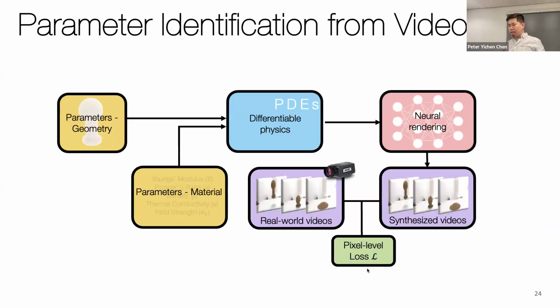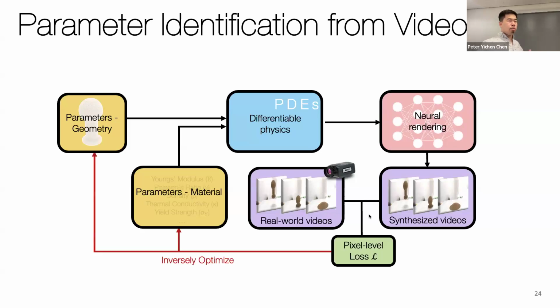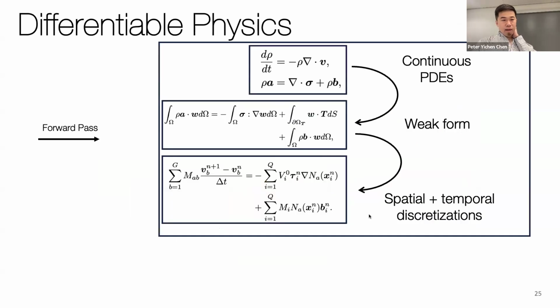So I will not go into too many details here, but here is the pipeline, right? Essentially, these parameters serve as the input to your solver, your PDE solver, your numerical solver. After that, this PDE numerical solver can be put into computer graphics techniques like rendering techniques to render these things into these 2D image sequences. And then once you have these synthesized videos and compare them with the real world videos, and construct a loss function, the goal is to optimize these parameters so that the synthesized videos and real world videos match. So we do that through, again, inverse optimization.